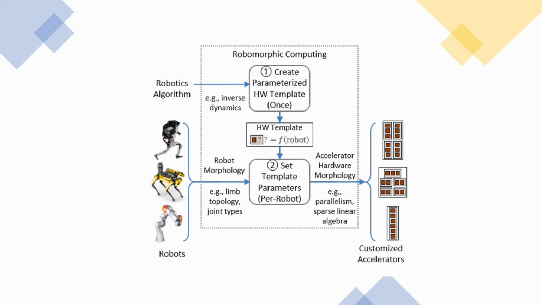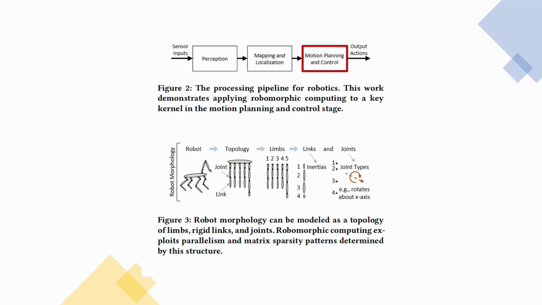And then in the robot morphology, it includes limb topology and joint types. And then they solve the problem using accelerator hardware morphology, for example parallelism and sparse linear algebra. So in robotics, the main processing pipeline is broken down into three fundamental stages.